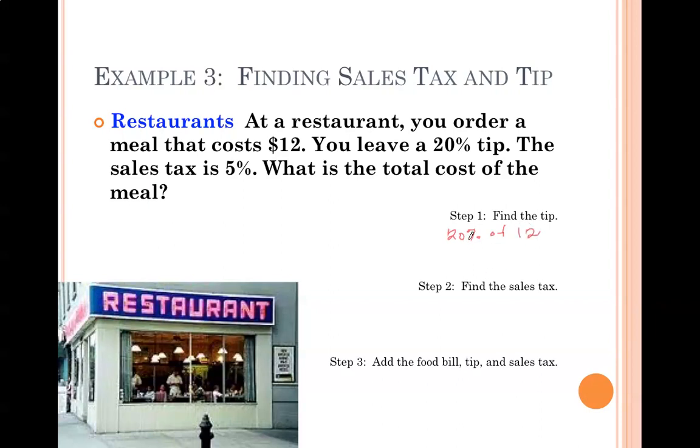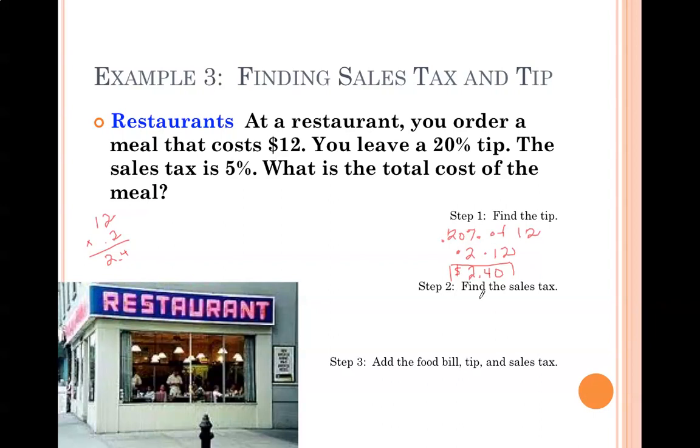All right, we're going to move our percent as a decimal. So we're going to do 0.2 times 12. I'm going to come over here and do my scratch work. 12 times 0.2, 4, 2, move the decimal 1 place. So I'm going to leave a tip of $2.40. All right, we're just going to keep that there. That's the tip that I'm leaving.